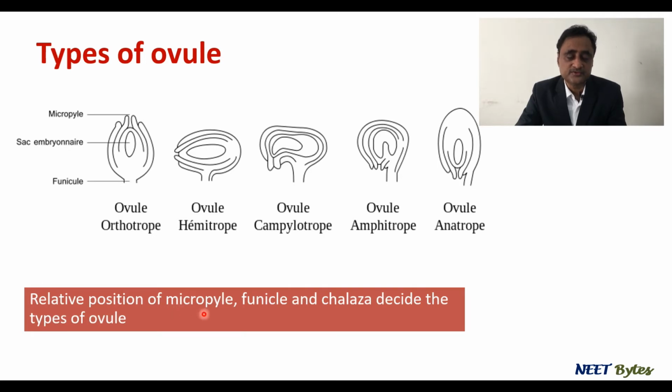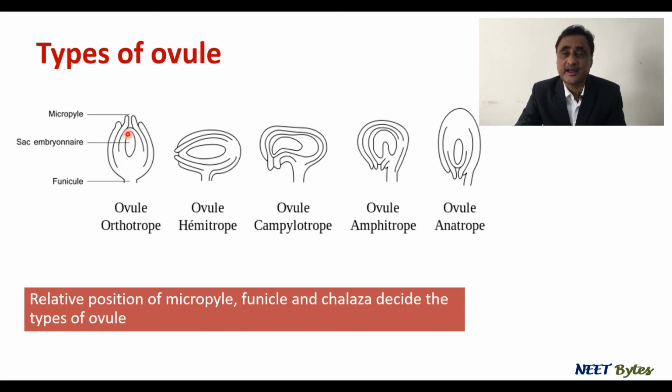Okay. You see, the relative position of the micropyle, the funicle and chalaza. Depending upon them, these different types have been recognized. Now have a look at this orthotropous. In the case of orthotropous, you will see that the micropyle, the funicle and the chalaza are all in one line. So if they are in one line, we call them orthotropous. And this is the most primitive one, and that is found in gymnosperms.